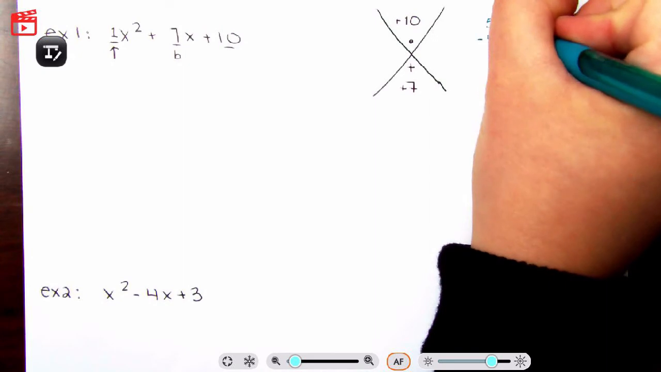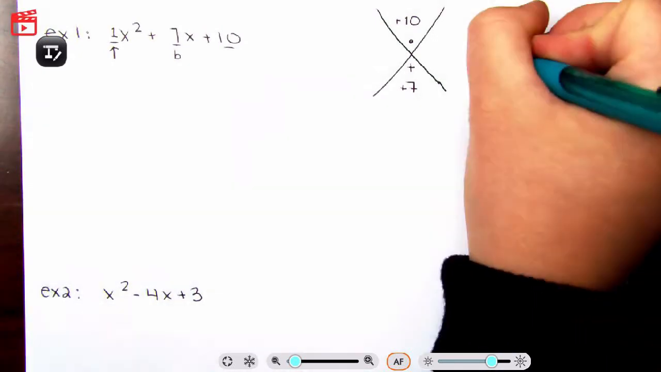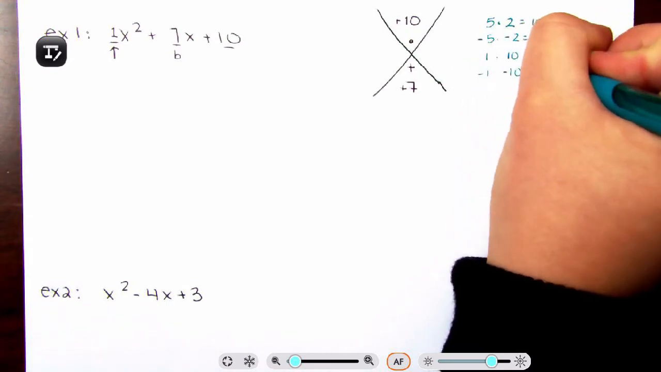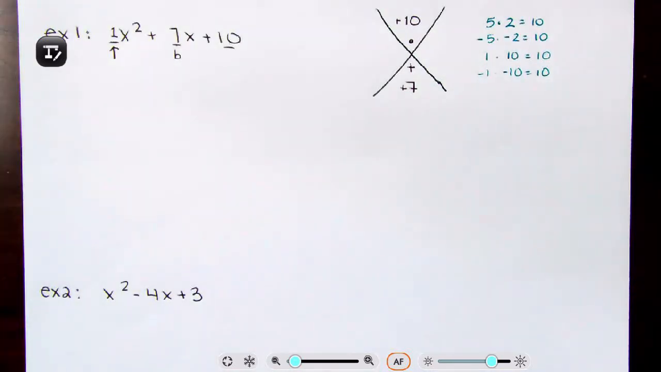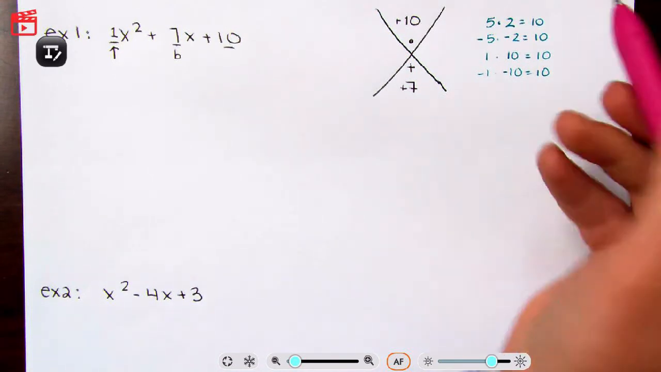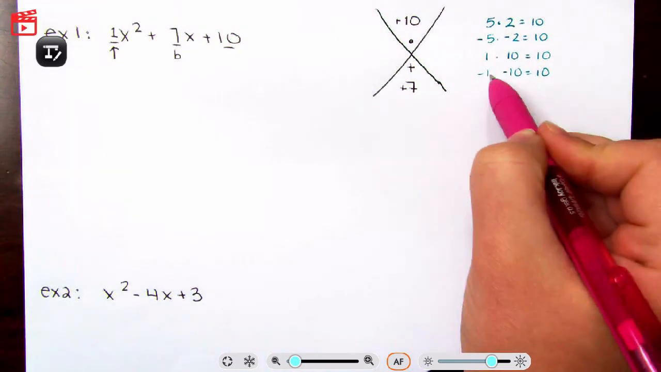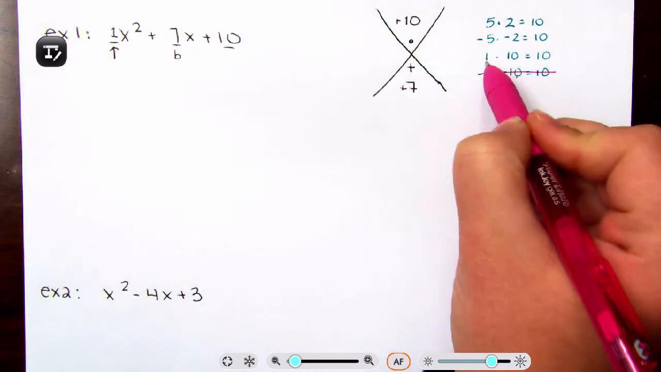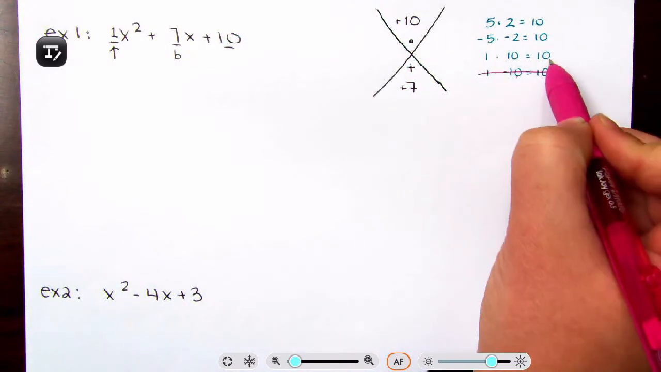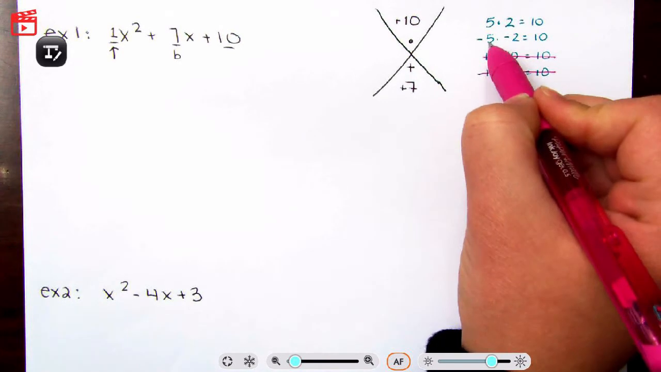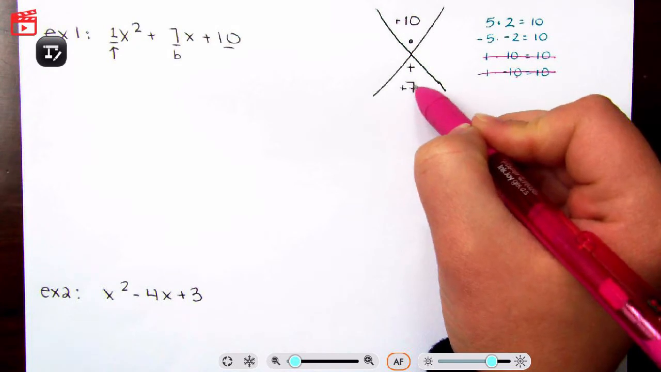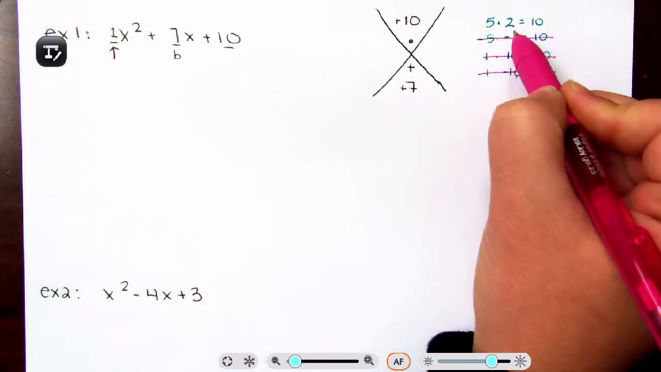Negative 5 times negative 2 is 10. 1 times 10 is 10. Negative 1 times negative 10 is also positive 10. Now it's kind of guessing and checking right now. That's why we call it the guess and check method. But we need to see which of these two numbers add to give me 7. So negative 1 plus negative 10 is a negative 11. So that doesn't work. 1 plus 10 is positive 11. That doesn't work. Negative 5 plus negative 2 gives me a negative 7. So close, but we need this to be positive. So that doesn't work. We're hoping, fingers crossed, it's this one.